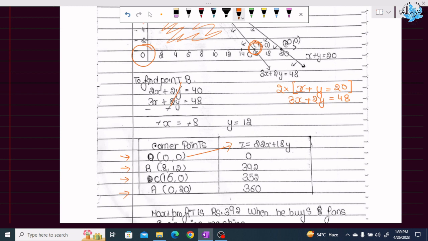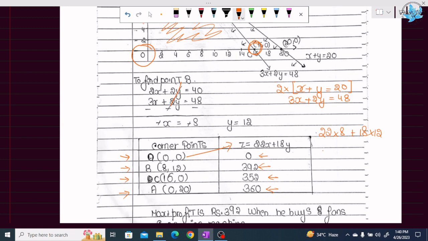When I put the value of the O coordinate, 0, in the objective function, I will get the answer 0. When I put the value of the B coordinate in the objective function, that is 22 times the x coordinate 8 plus 18 times the y coordinate 12, after solving this I will get 392. Then after putting the value of the C coordinate, I will get 352, and on the A coordinate similarly I will get 360.